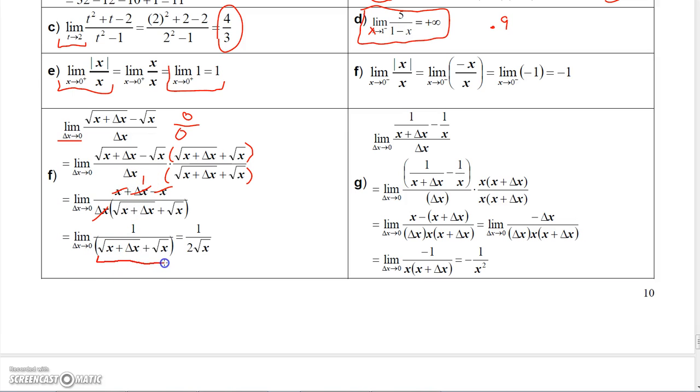And now if you let delta x go to 0, that's just going to wipe out that term. So the bottom's going to be 1 over square root of x plus square root of x. And of course square root of x plus square root of x is 2 square root of x, so you get 1 over 2 square root of x. Okay.